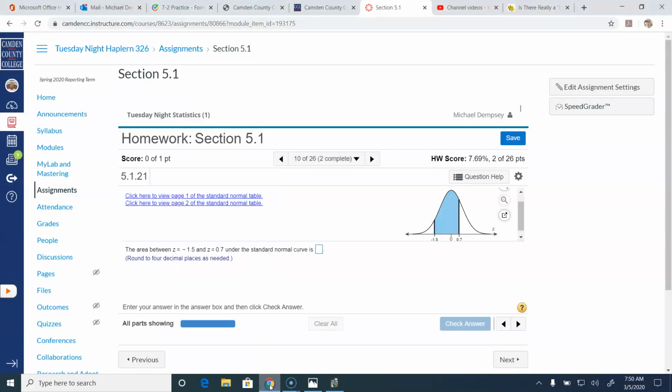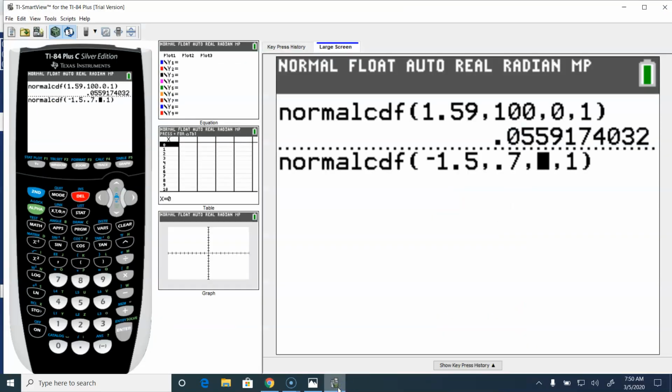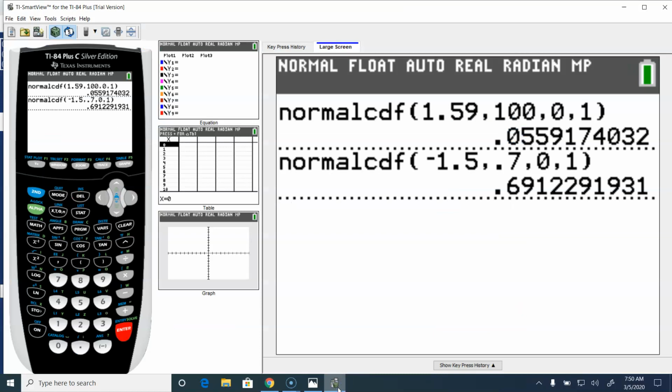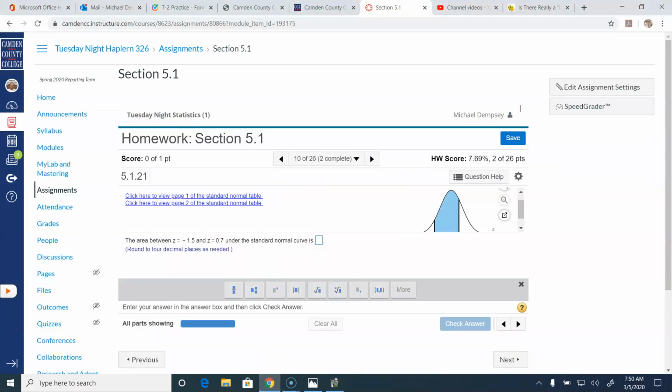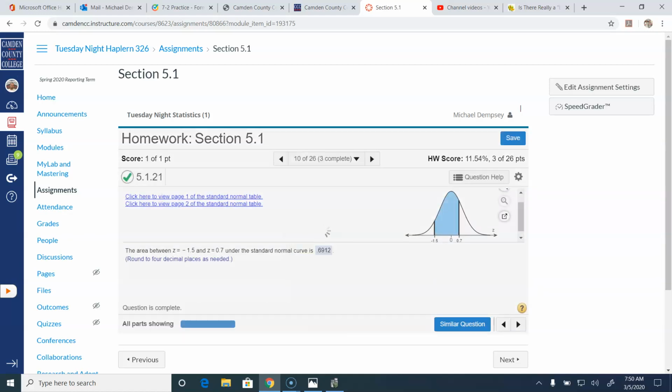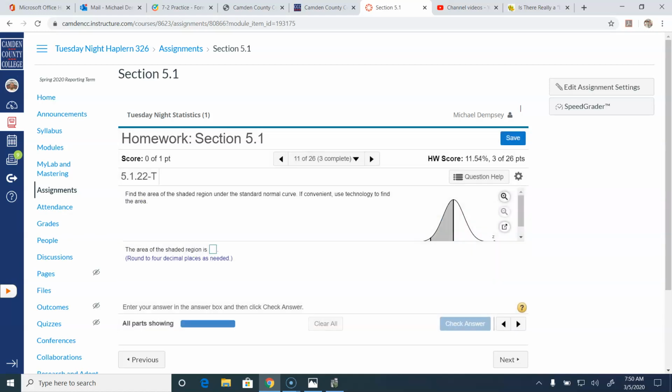Let me just double check that's my right parameters. Yep. So that's 0.6912. Come back here, 0.6912. So it's really more of an exercise in communicating with the calculator what it is that you're trying to solve for and find.